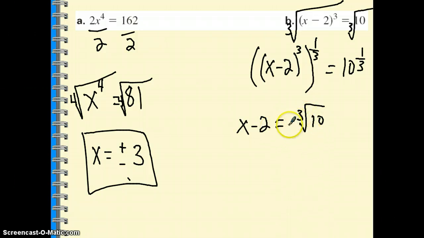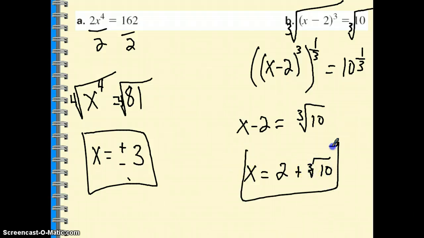Now you might ask, why is there not a plus or minus here? Well, remember, this is an odd root, and odd roots only yield one real answer. Even roots, you can have 2. Odd roots only have 1. So to finish solving this, we get x is equal to 2 plus the cube root of 10. All right, so the only real answer to this is 2 plus the cube root of 10.